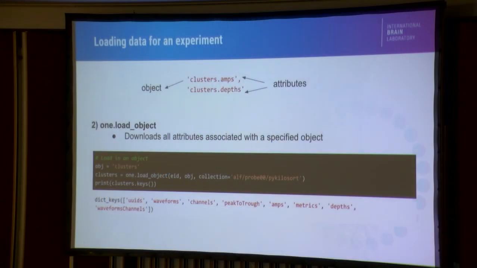In the IBL, we also have a concept of objects, where all datasets that are related are grouped together in what we call objects. For example, all the variables associated with the clusters are grouped together into a clusters object. We have this one.load object method that allows you to load in all of those datasets in one go, and you get returned a dictionary. In this case, we define our object to be clusters, and we use one.load object, specify our session, and what we get out is a dictionary where each item contains a dataset for that attribute of our object.